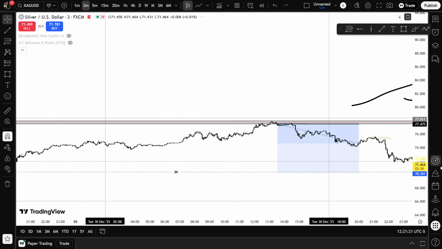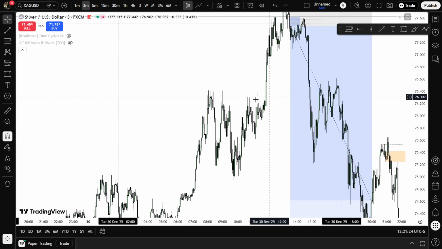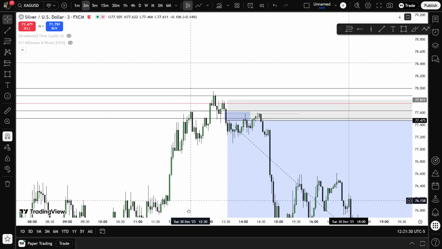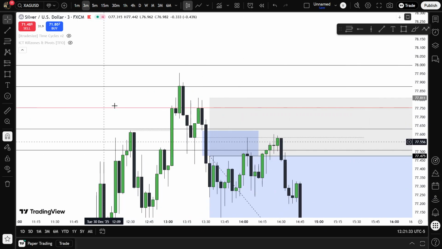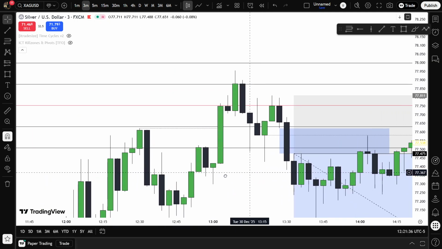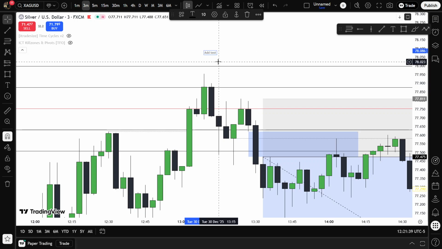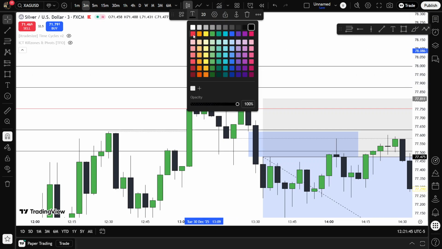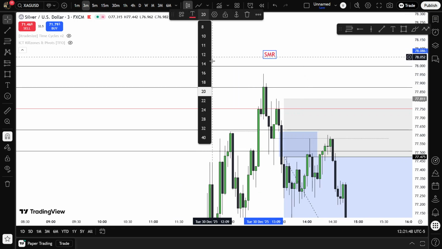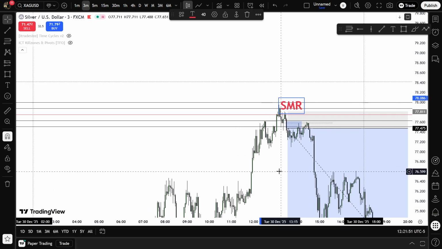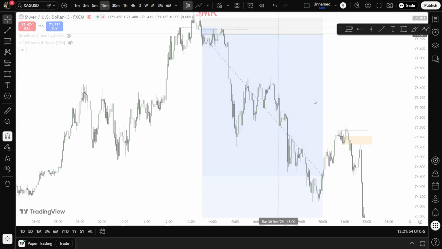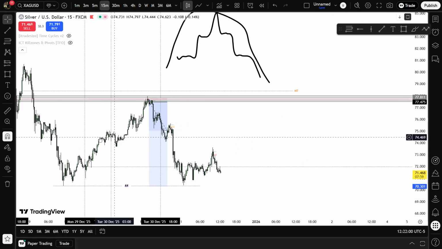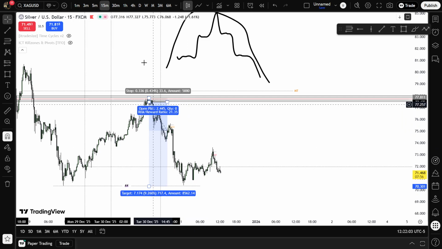So on the 3-minute time frame, this run up and this run down is the market maker model, right? This part where I explained in detail is known as the smart money reversal. Smart money reversal, 3-minute time frame. Let's jump to the 15-minute time frame. On the 15-minute time frame, this is a market maker sell model.